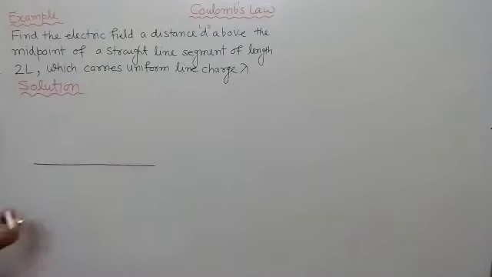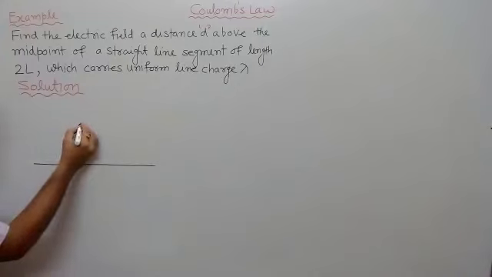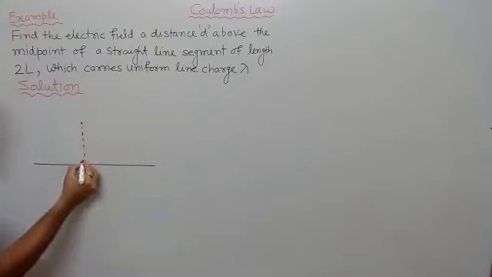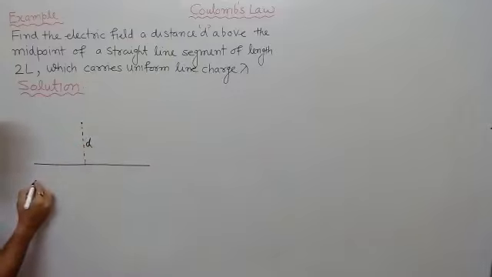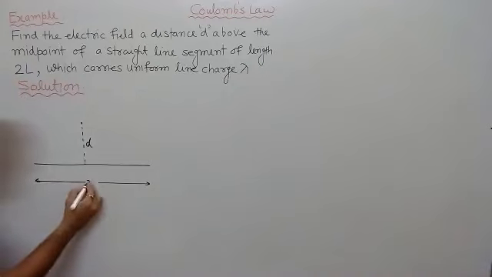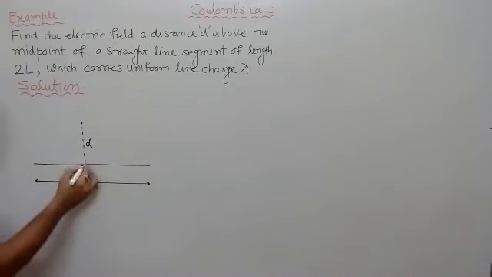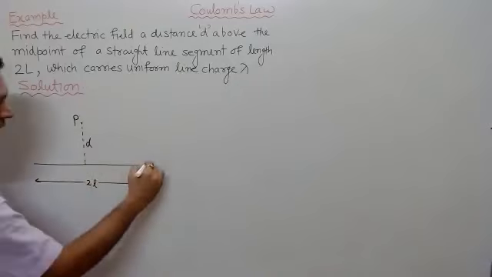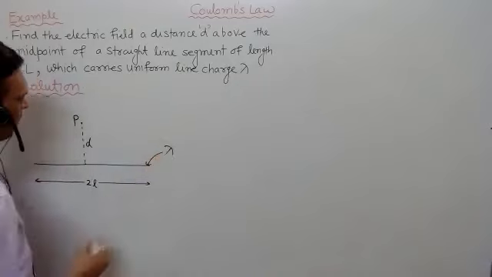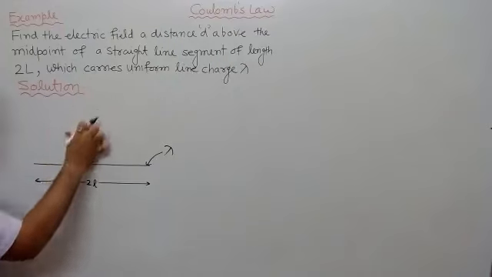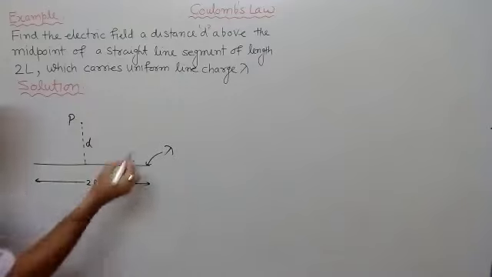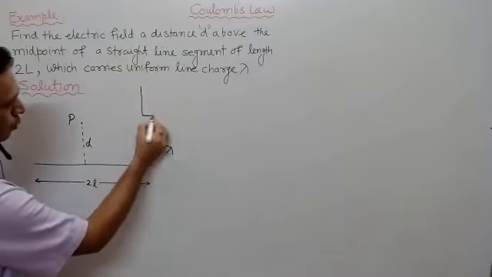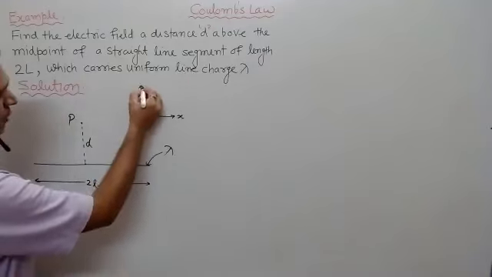This is a wire of length 2L, and you have to find the electric field d distance away. This length is 2L, and its charge per unit length is lambda. So how will you calculate? Assume this is the xy plane.